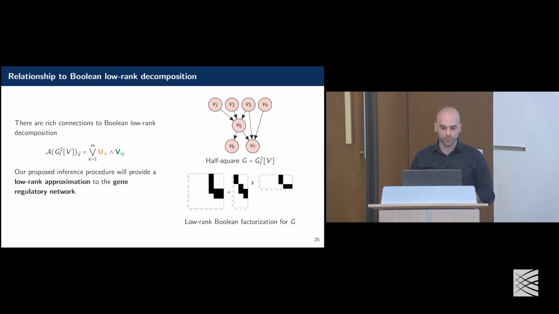But if we look at the Boolean algebra, we exactly get this product decomposition. So this is actually some kind of linear algebra for the Boolean arithmetic, which means that the half square of this big graph means that we're looking at low rank approximations of the gene network. That's why this is an appealing method, a nice way to think about it. So we're doing approximate causal inference by looking for the nearest Boolean low rank graph.